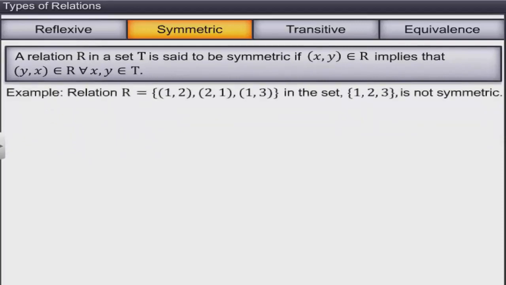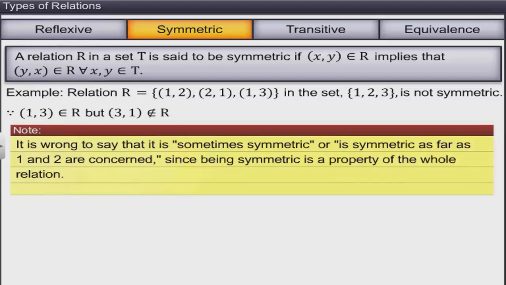Let us take one contradictory example. Relation R in the set {1, 2, 3} is not symmetric. This is because the ordered pair (1, 3) belongs to R, but (3, 1) doesn't. Note that it is wrong to say that it is sometimes symmetric or is symmetric as far as 1 and 2 are concerned, since being symmetric is a property of the whole relation.